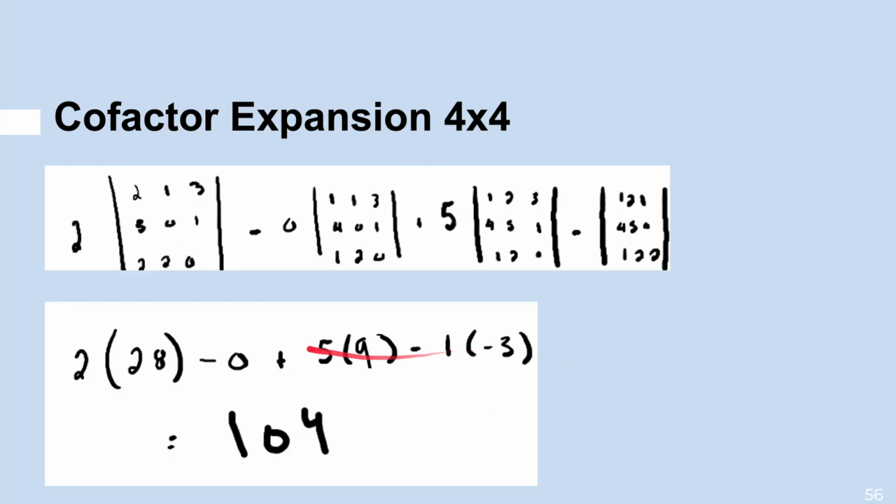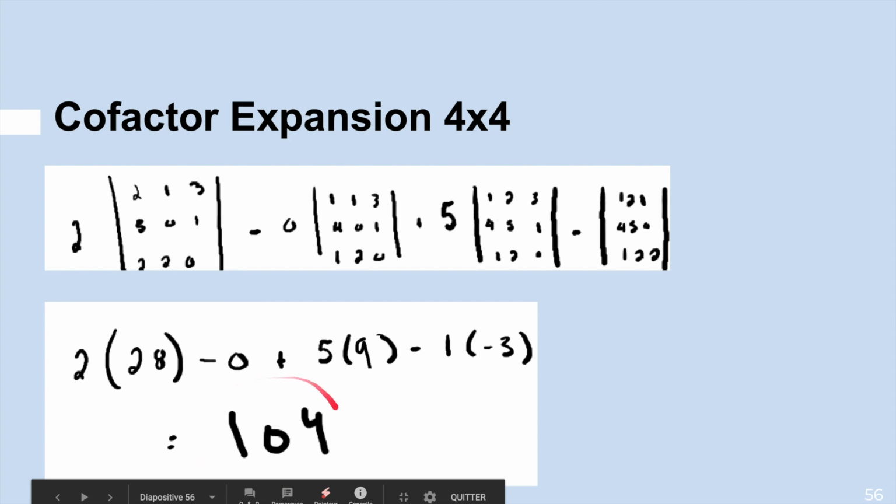Now our last step is just to add them all up. So we have 2 times our result here, which is 28. So 2 times 28 minus 0 plus 5 times 9 minus 1 times negative 3. Because these are all of the answers that we got for these 4 matrices. And our determinant of the entire thing is 104.